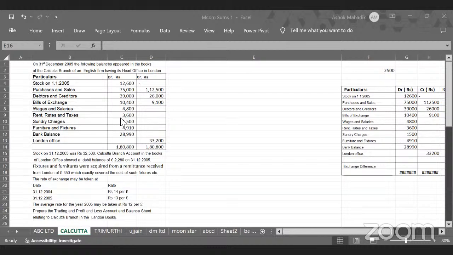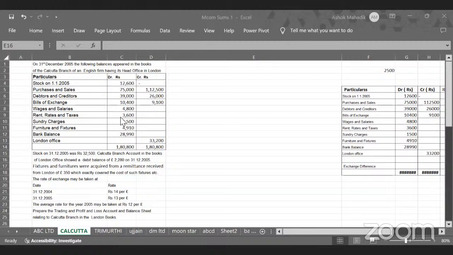We'll read the sum first. Stock on 1st January 2005. So this is opening stock. For this, the opening rate will be used, or last year's closing rate, which is equivalent to the current year's opening rate, which is rupees 14 per pound. These values are imaginary, so don't relate them to current values.